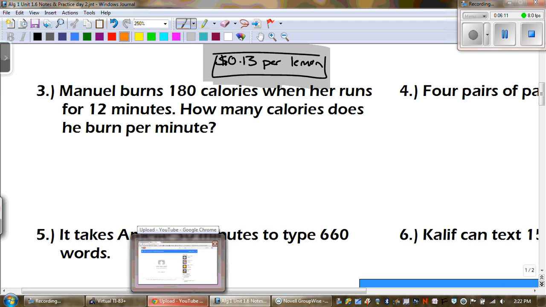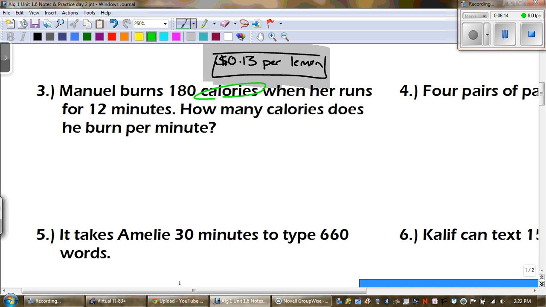So Manuel burns 180 calories. Pay attention to what's first. When he runs for 12 minutes. They want to know how many calories does he burn per minute. So we've got calories on top, minutes on the bottom. We know that there are 180 calories over 12 minutes. And we know about 1 minute, we want to find the other.